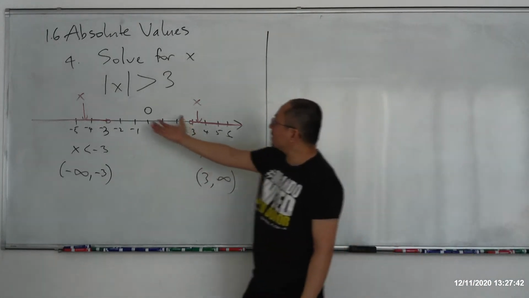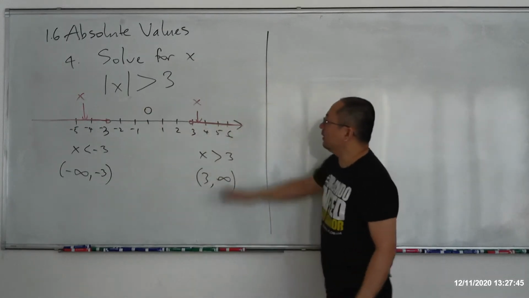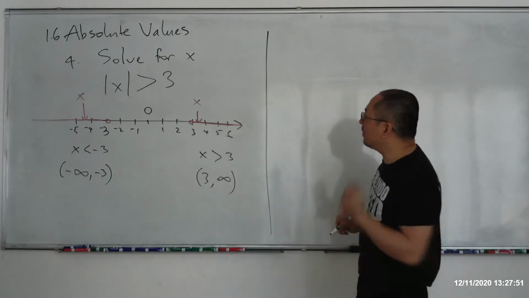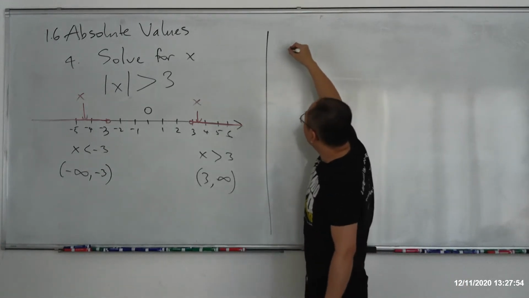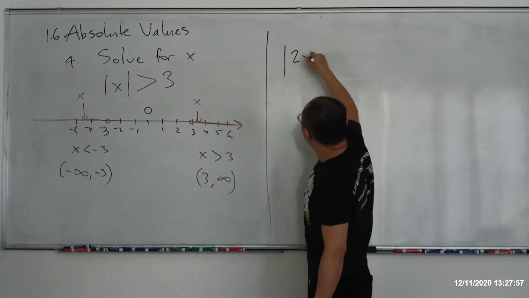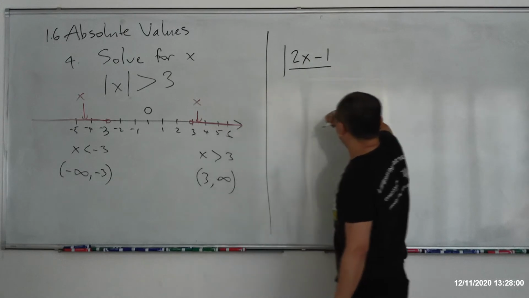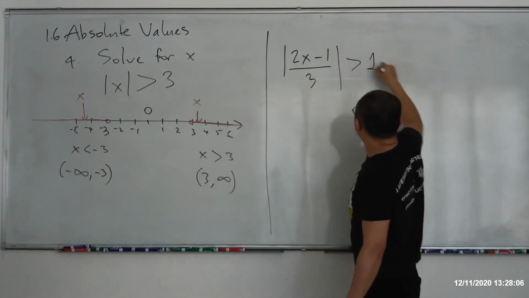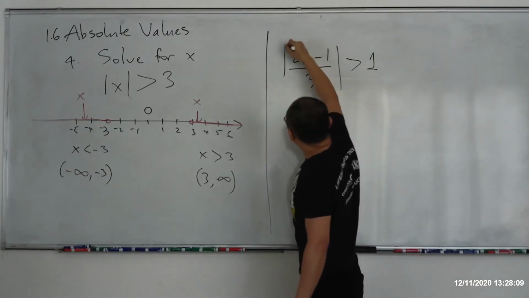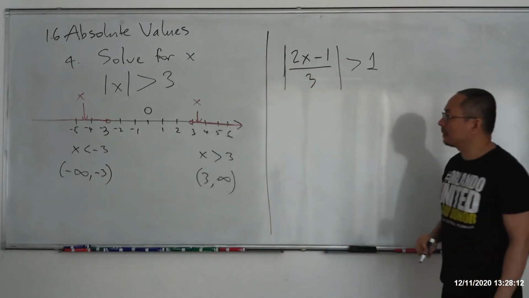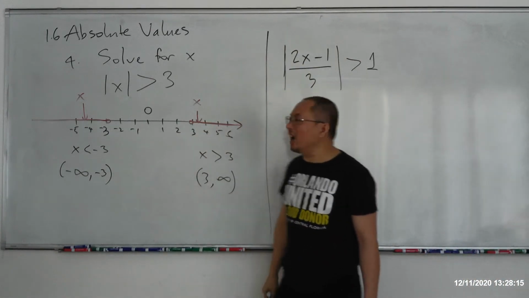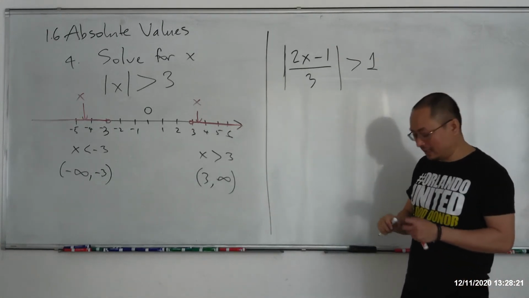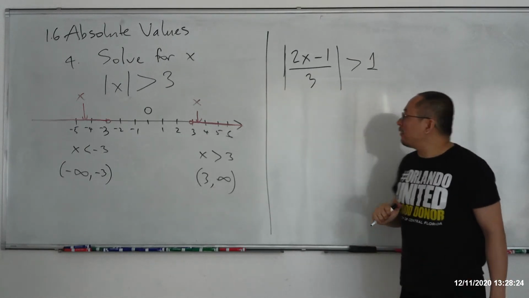Now, that's good enough to demonstrate absolute value greater than something. However, to make sure that everyone gets it, let me give you one more example. This time I'll make it a little more complicated. What if you have the absolute value of 2x minus 1 over 3 greater than 1? The number inside the absolute value is not a single x anymore. It is a fraction. The idea we use is exactly the same, just a bigger fraction, so we have to do more work.